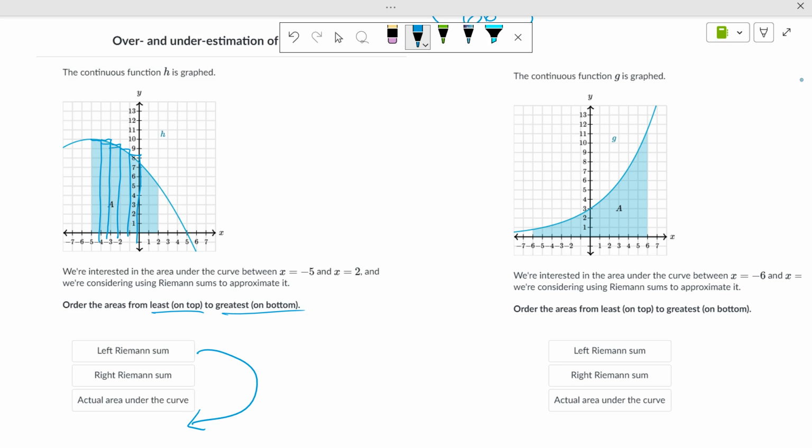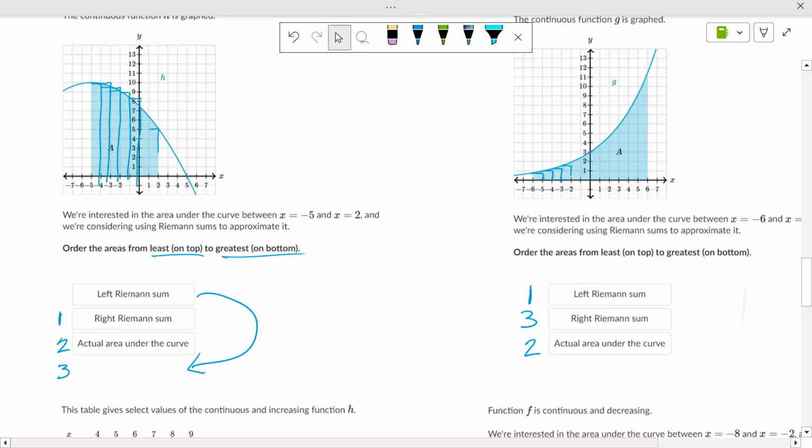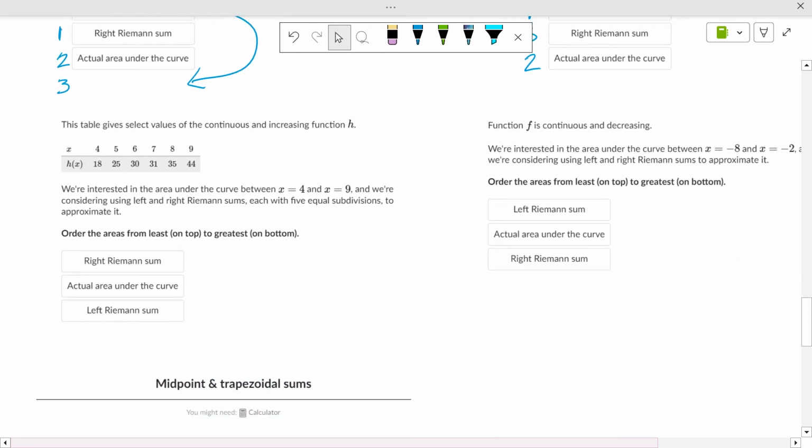because it'll be like this. It'll be like this. So a right Riemann sum will be first, the actual area in between, and then the overestimate would be the left Riemann sum. Okay? For this one going up, left Riemann sum would go there, there, there, there. So, what's the smallest? Left Riemann sum. And then the middle would be the actual area, and the right would be an overestimate. Okay? So overestimates and underestimates are fairly simple.